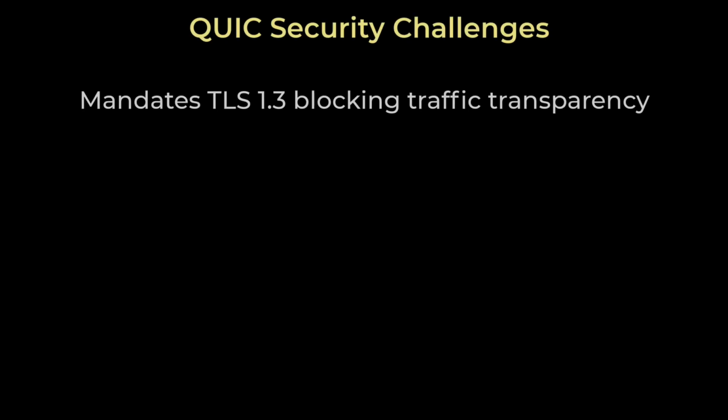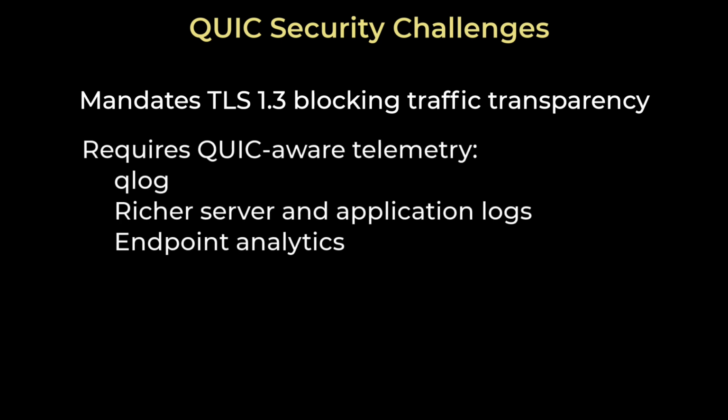QUIC raises the security bar by mandating TLS 1.3 and encrypting most transport metadata, but that also reduces traditional wire visibility. IDS signatures that depend on TCP flags won't fire, and deep packet inspection becomes less informative. You'll want QUIC-aware telemetry like qlog, richer server and application logs, and endpoint analytics flowing to your SIEM.